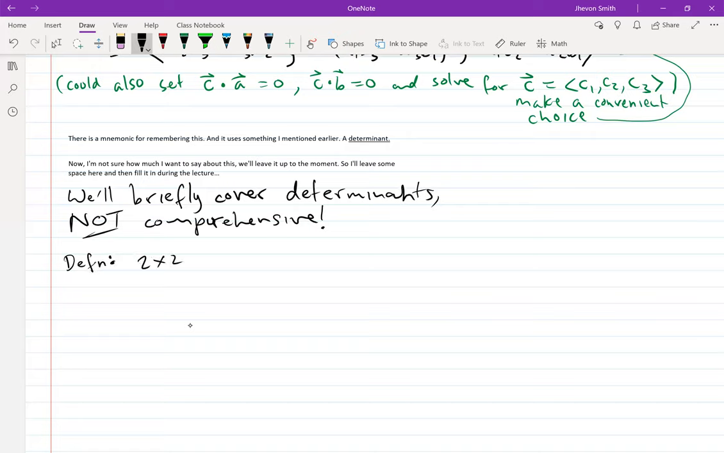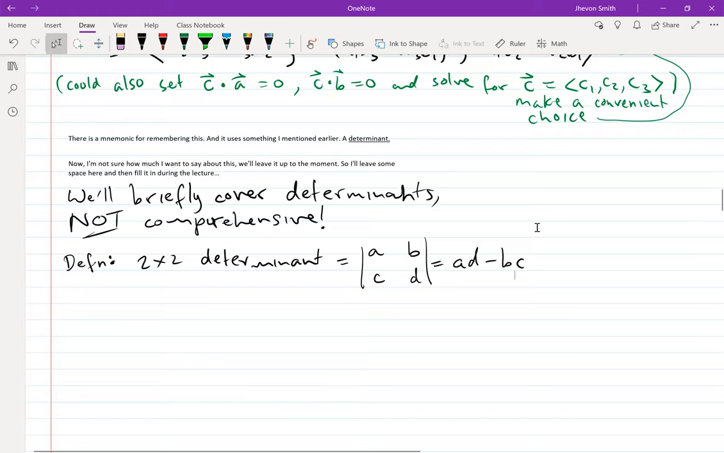The 2x2 determinant is, we write this down, that's the notation, and what that actually means is A times D minus B times C. Now, if you're interested in determinants at all, you can watch my 392 lectures or my 346 lectures, because we do go into determinants in detail in those classes. And I explain from scratch what these numbers would mean. But right now, just take my word for it.